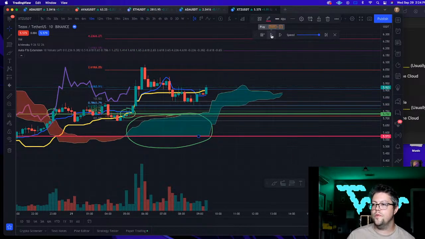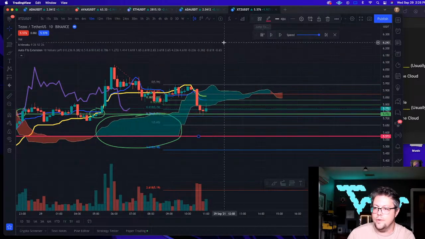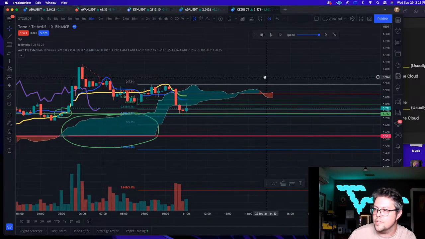Okay, so far we got some sideways action, which to me is the best thing about the Ichi cloud, because sideways is one of the main reasons I end up bailing out of a lot of trades. I don't want to sit there and watch the chart, and you don't have to, but still, sometimes you feel like you have to.